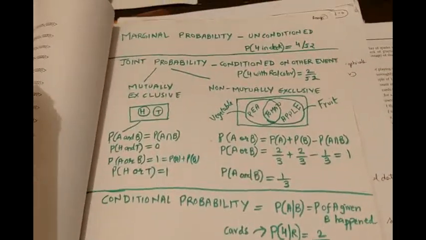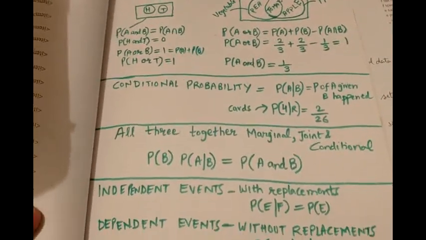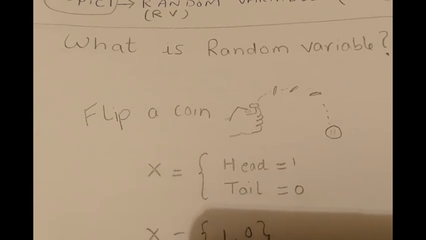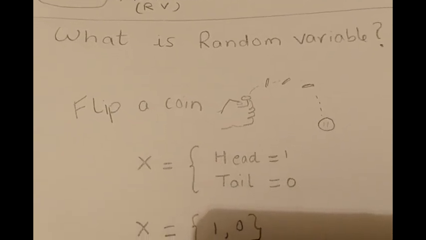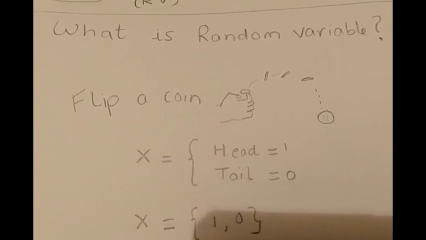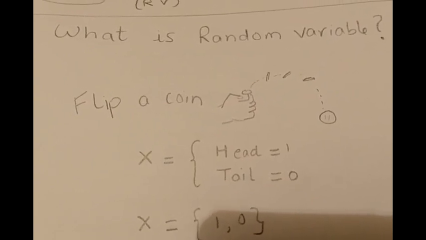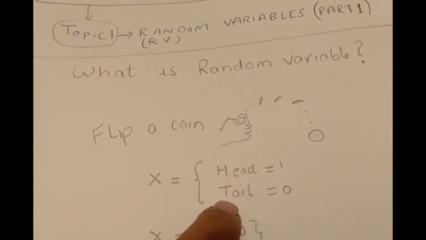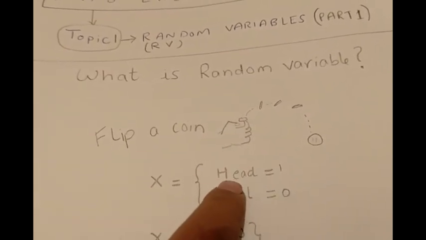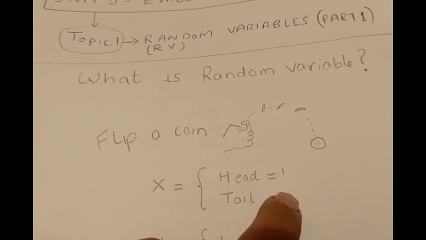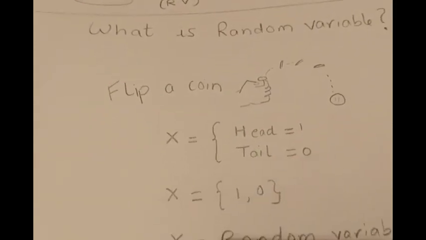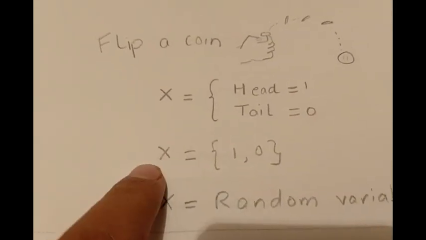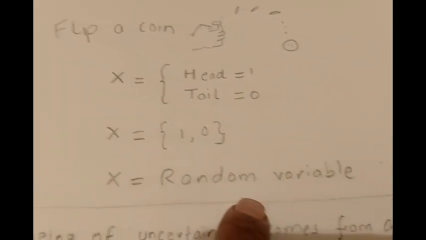Now we are done, and we can dive into the part where we discuss random variables. So what is a random variable? If we flip a coin and then assign the outcomes to a variable, a capital letter, the outcomes may be head or tail, and then reducing the complexity by just assigning a number. Now this number set assigned to this variable is called a random variable.